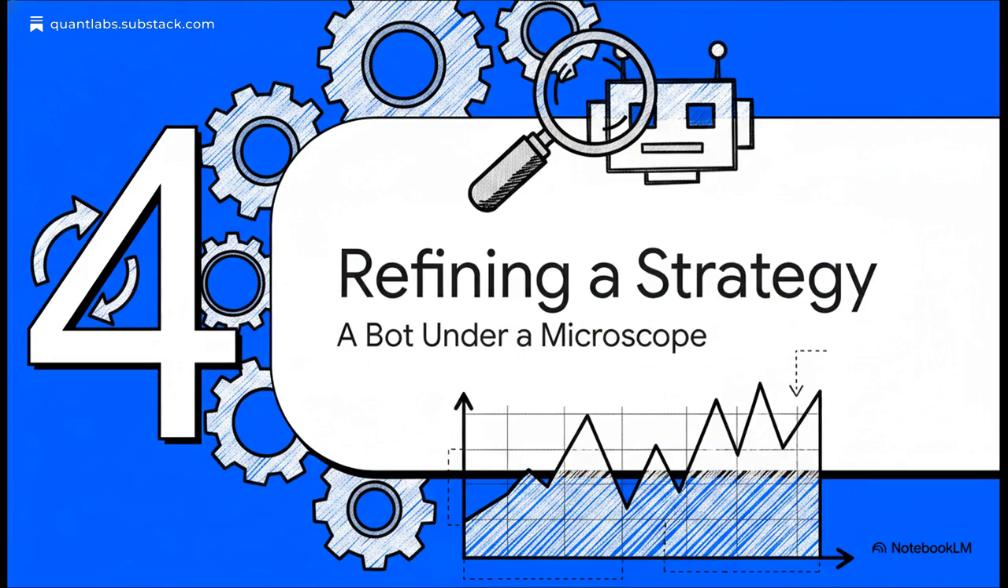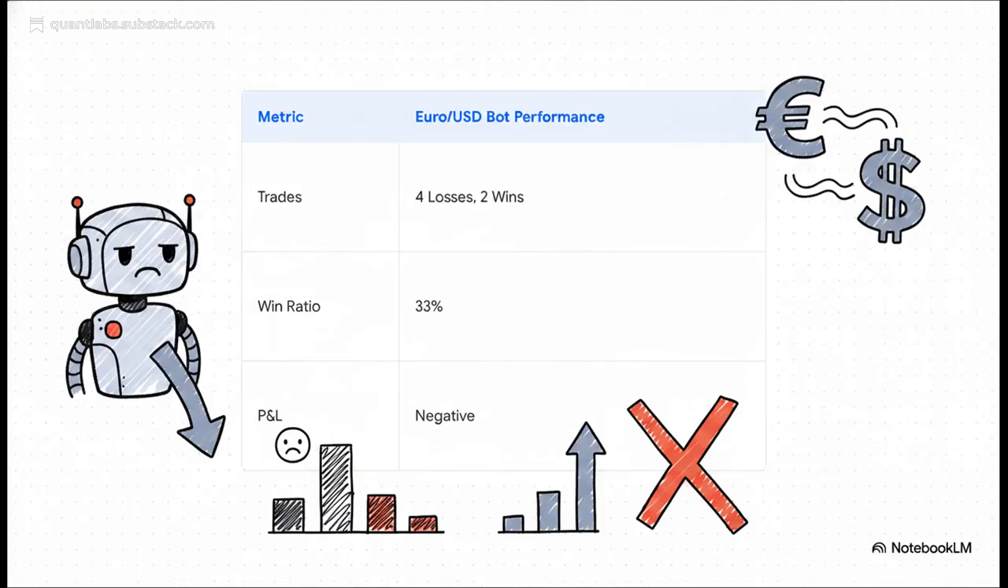So for Section 4, we're going to put one of these AI-generated bots under the microscope and see what happens when things go wrong. All right, check this out. This is a real-world example. An AI generated a bot to trade the Euro-USD pair, and its first run was just awful. I mean, to be blunt, it was a total failure. Out of 6 trades, it lost 4 of them. That's a 33% win ratio, which means it was just steadily losing money.